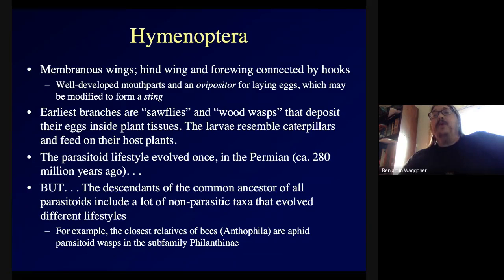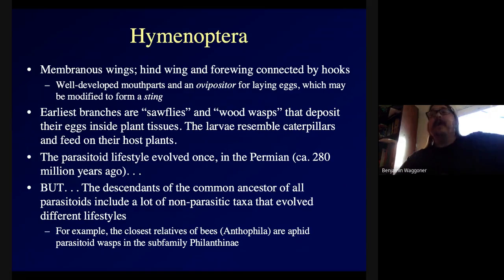The hind wing and the forewing are connected by hooks. The mouth parts are well developed, and there's a tube-like extension from the abdomen. It actually consists of very highly modified appendages. It's called the ovipositor. That's for laying eggs. And in many, not all, parts of the ovipositor may be highly modified to form a sting. So in stinging Hymenoptera, the eggs actually come out kind of at the base of the sting, and the rest of the sting is modified ovipositor that's used, of course, for injecting venom.